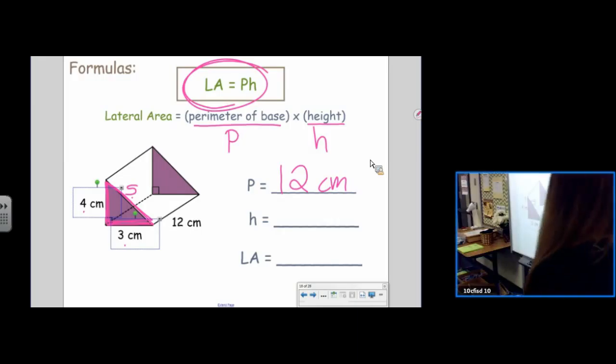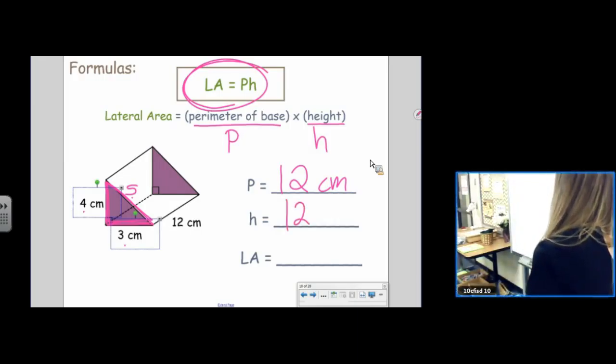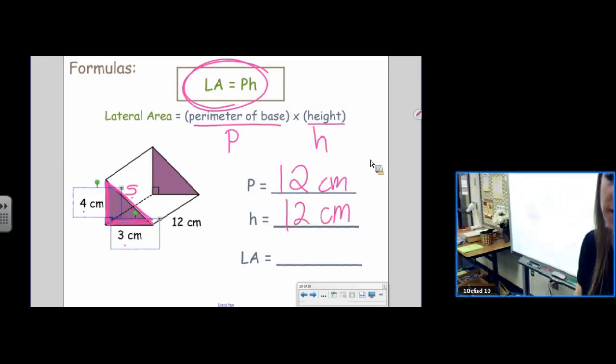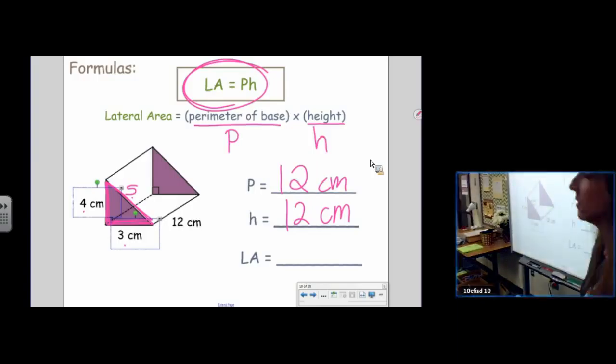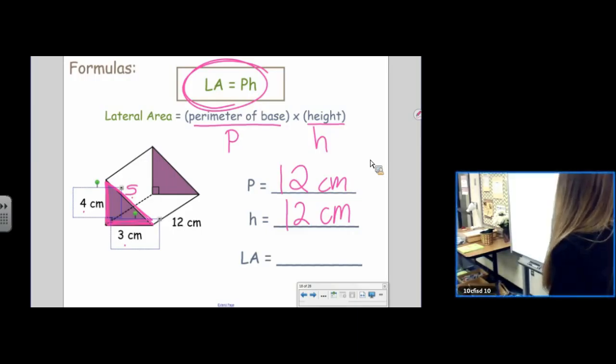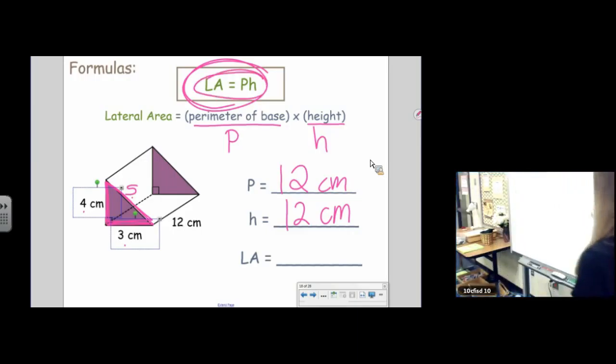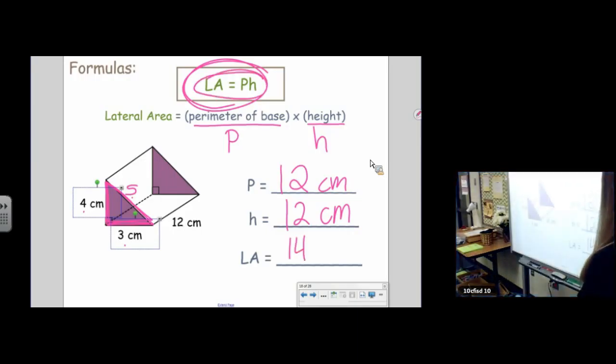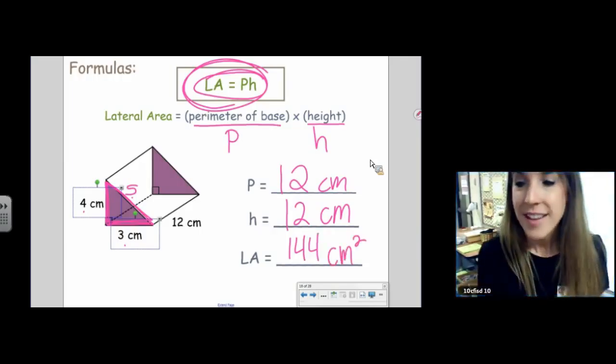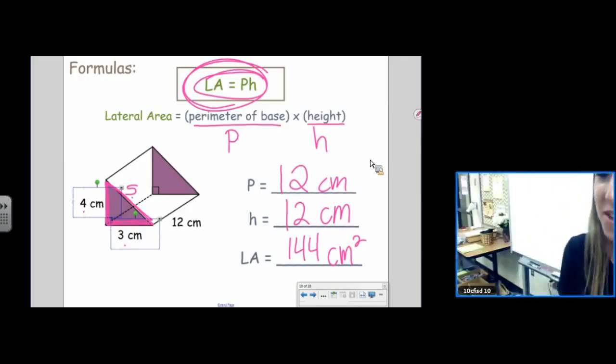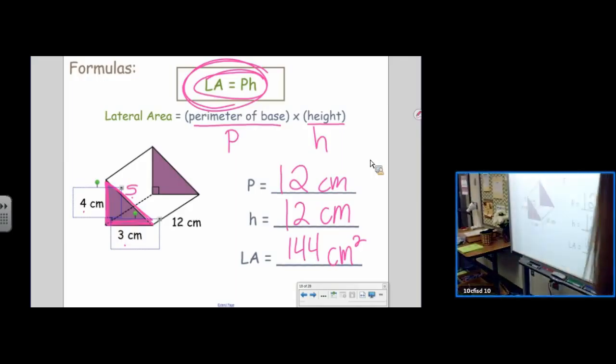The height of this prism is, of course, well, look at that. It's also 12 centimeters. And the lateral surface area, P times H, 12 times 12, 144 centimeters squared. So that's how you find the lateral surface area of a prism.